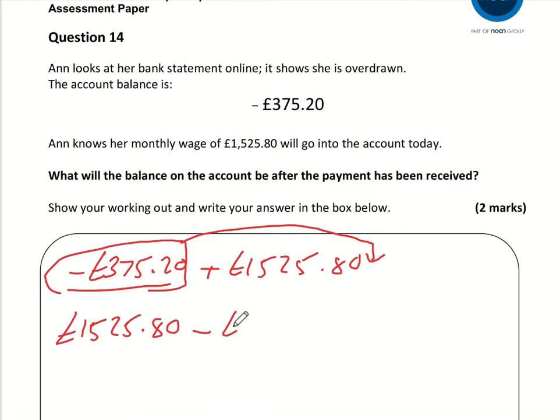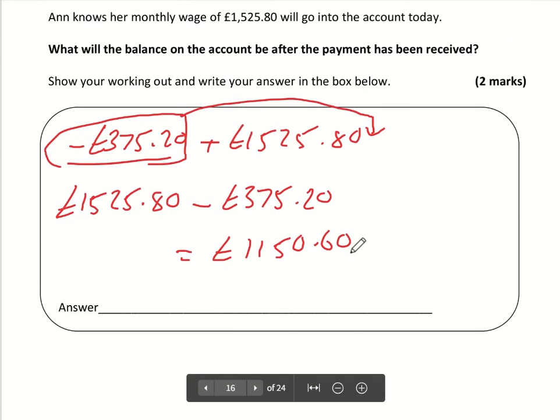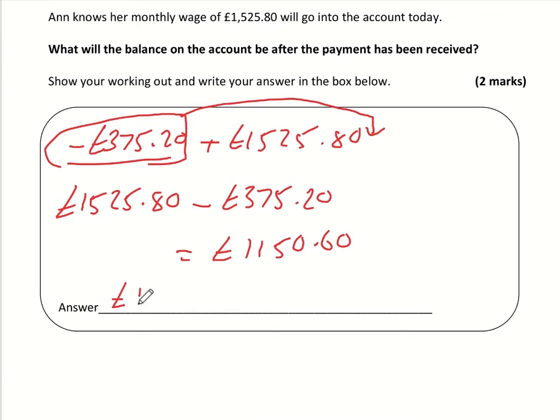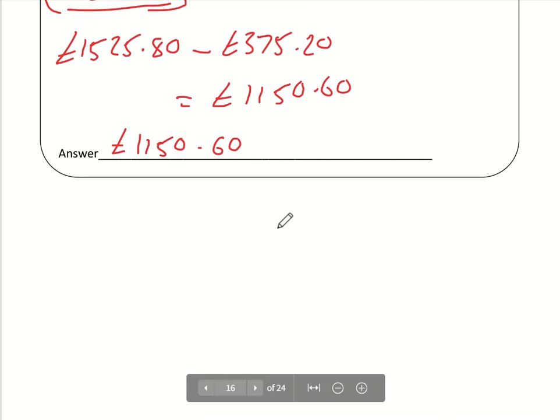1525.8 take away 375.2, and that comes to a total of 1150.60. So that's the final answer there. So nothing too terrible. Again, you can just stick it straight into the calculator and it should be sorted.